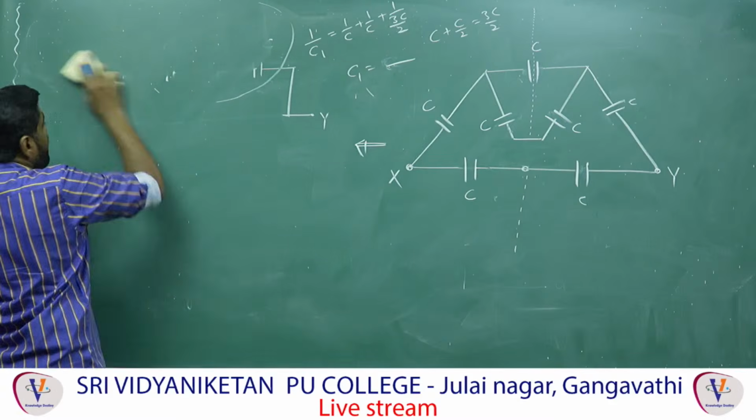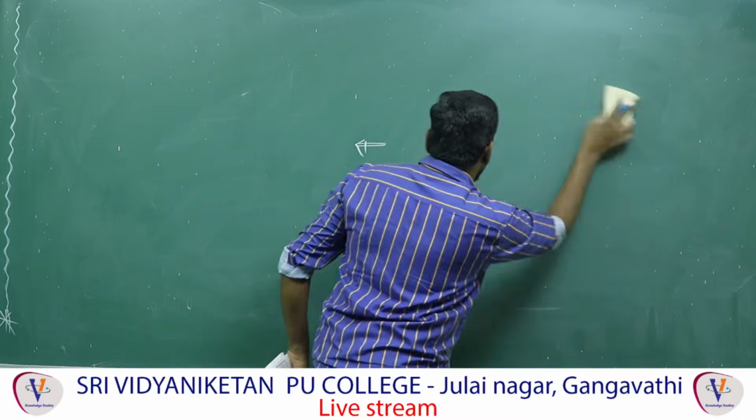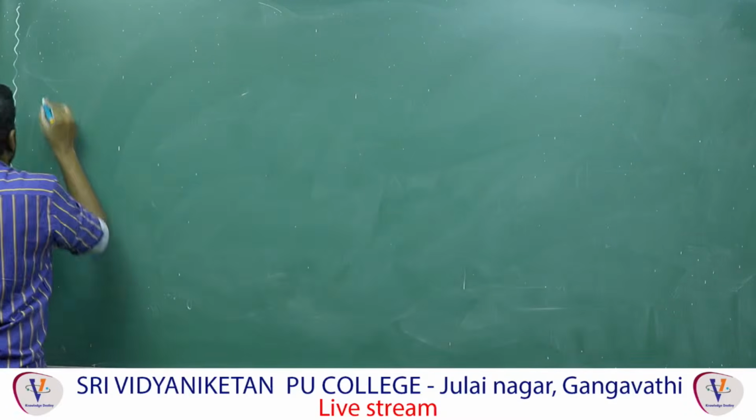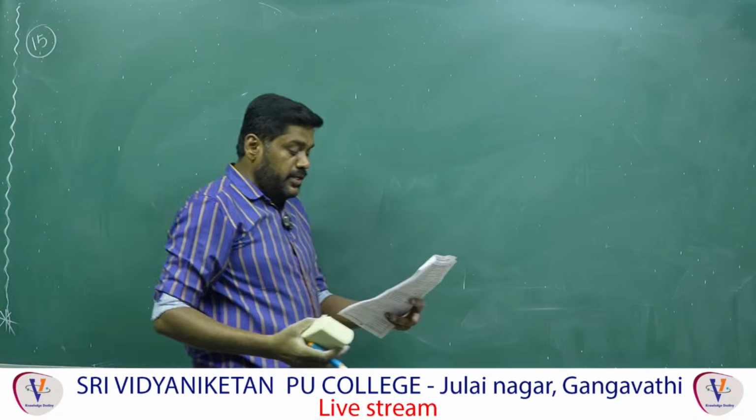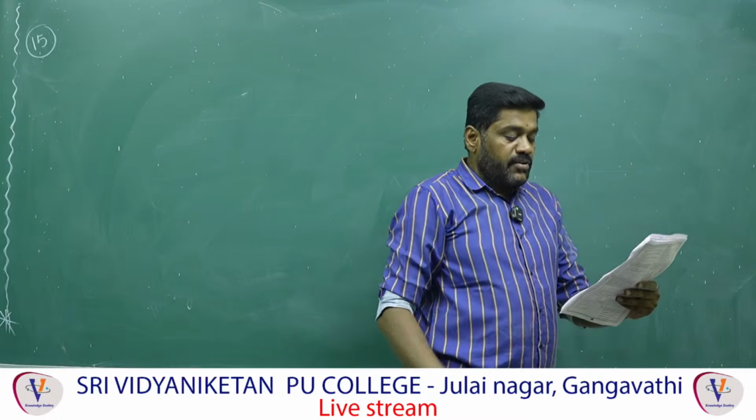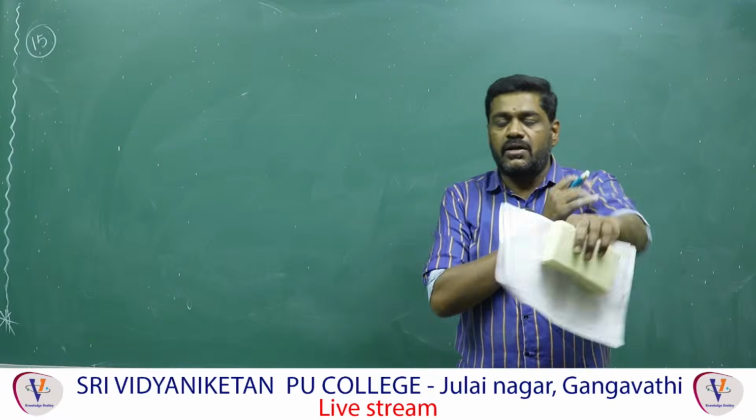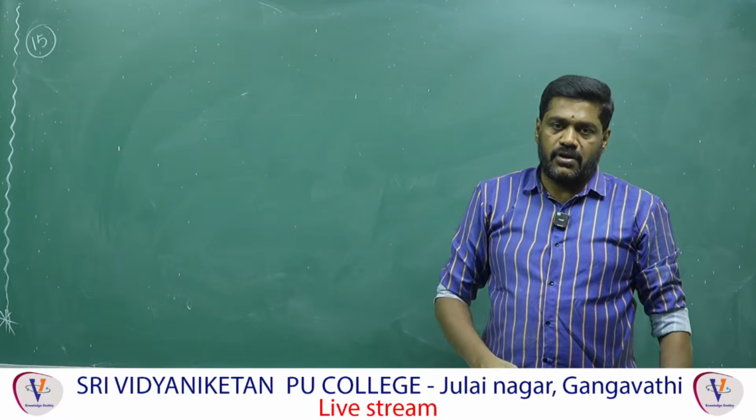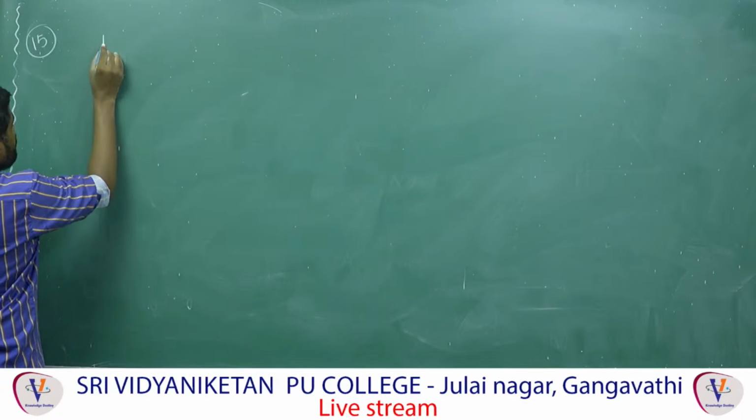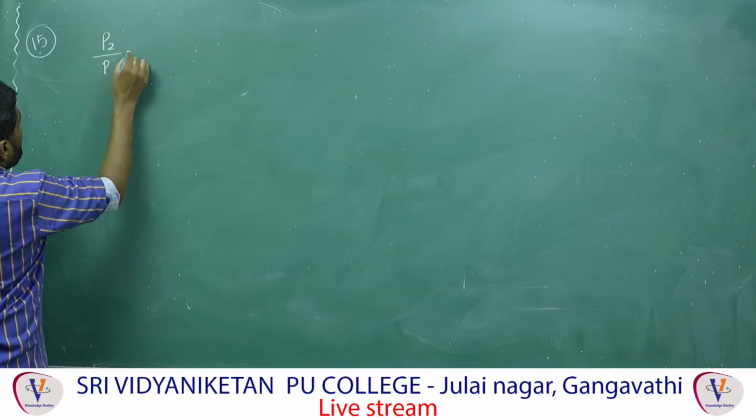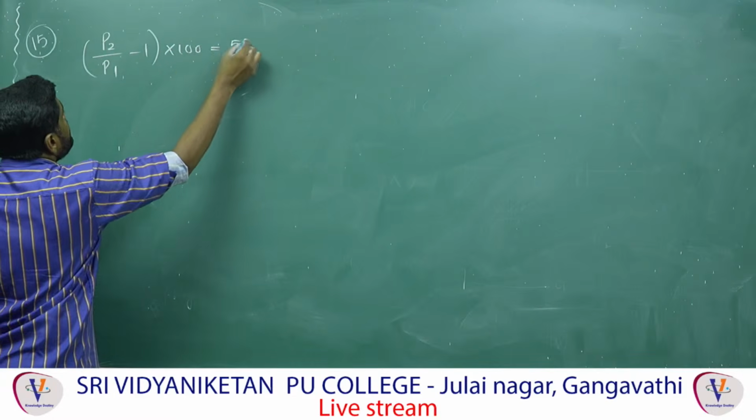Question number 15. If the linear momentum of a body is increased by 50%, then the kinetic energy of that body increases by how much? They are asking this. This is a regularly asked question, a very, very important model. They have given what? Percentage increase means P2 by P1 minus 1 into 100, which is given as 50%.